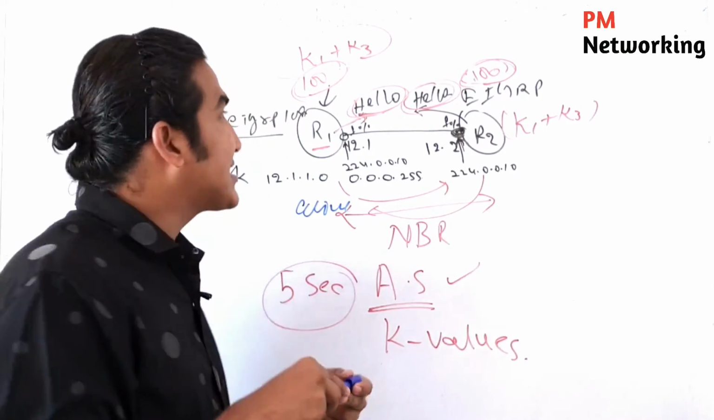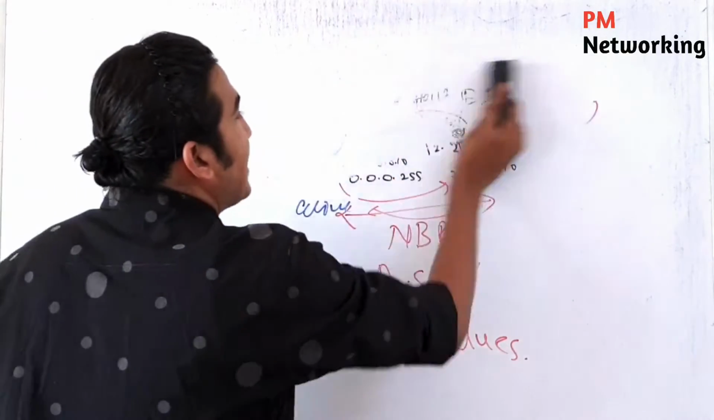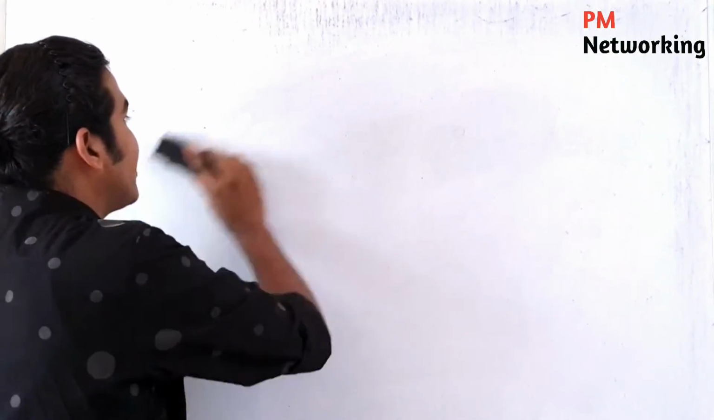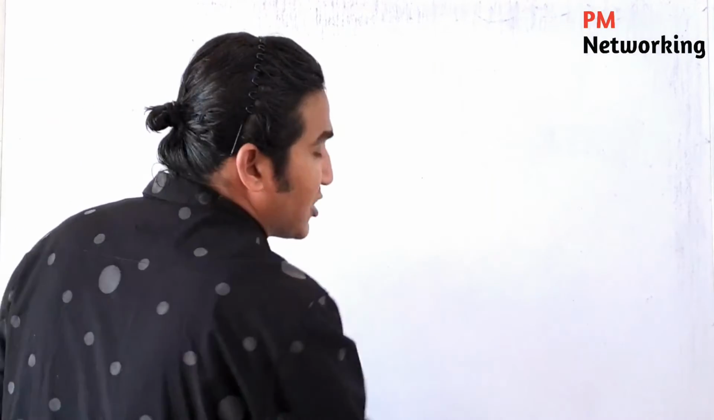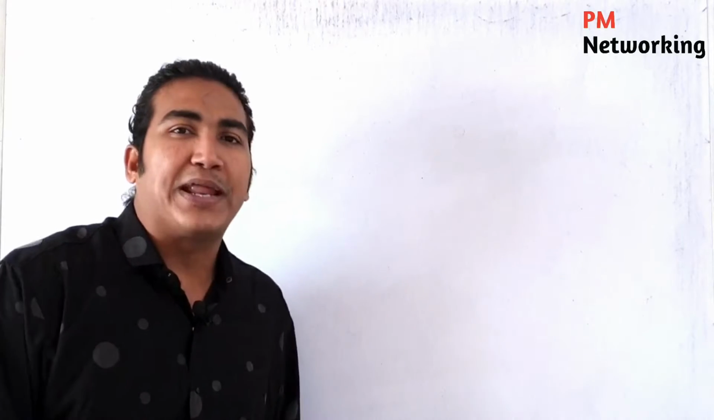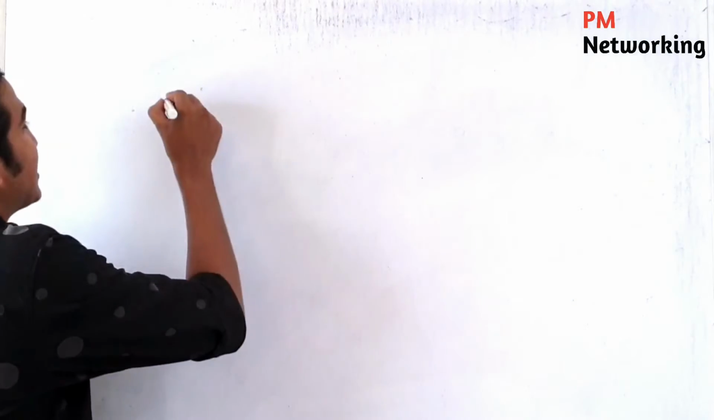Fine. The next type of message is the update message. Let me discuss the update message. What will be the content in the hello message? In the hello message, there will be information of autonomous system, K values, and many more. We will discuss it at the time of the practical. Don't worry. The next type of message is the update message.